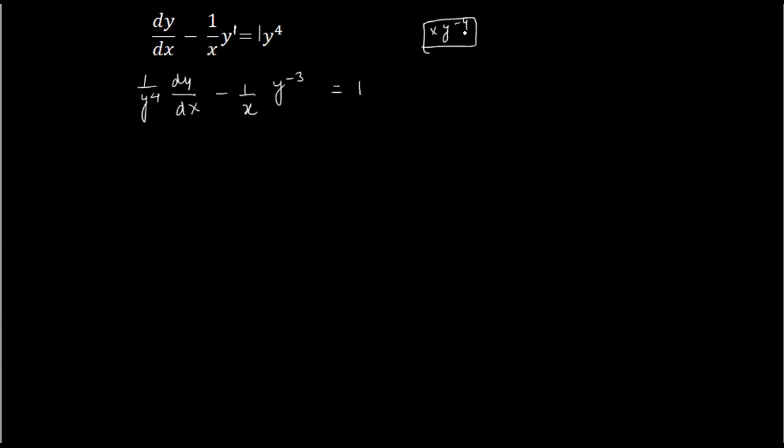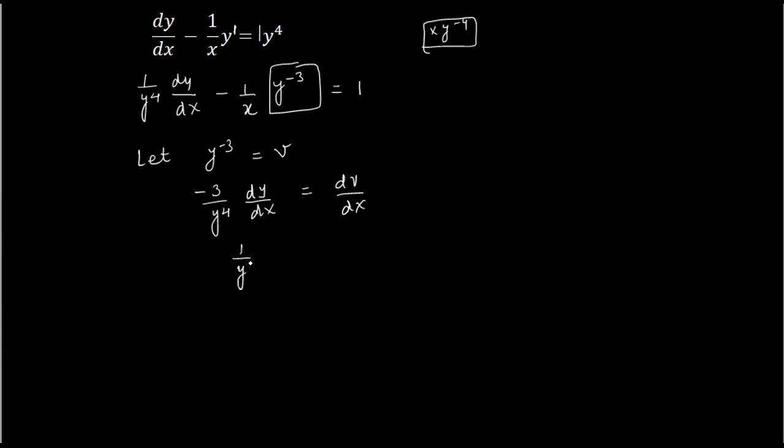We multiply everything by this term. Now let us take y raised to the power negative 3 is v. So let y raised to the power negative 3 is v. Now differentiate both sides. So we get minus 3 over y raised to the power 4 dy over dx equals simply dv over dx, or we can write 1 over y raised to the power 4 dy over dx equals negative 1 over 3 dv over dx.